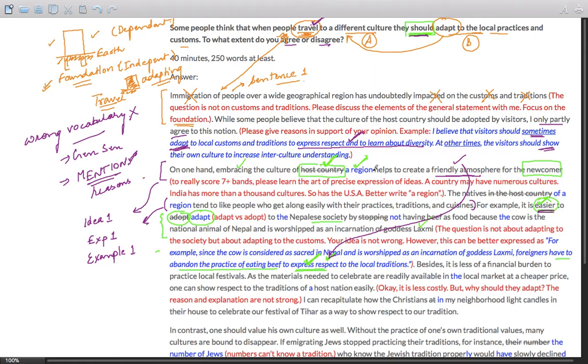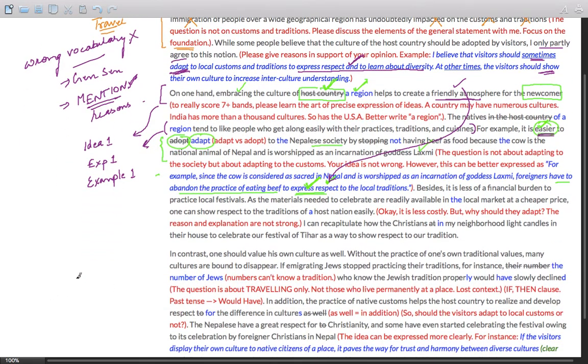Now let us come to the idea number 2, and it begins from here. Besides, here, there are a few issues with idea number 2. Besides, it is less of a financial burden to practice local festivals. The problem here is I can't see a traveler here.